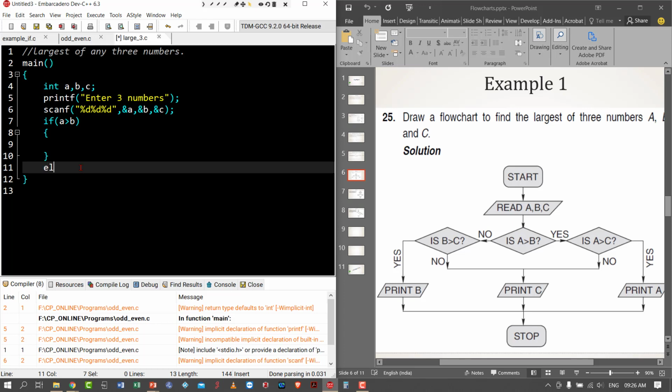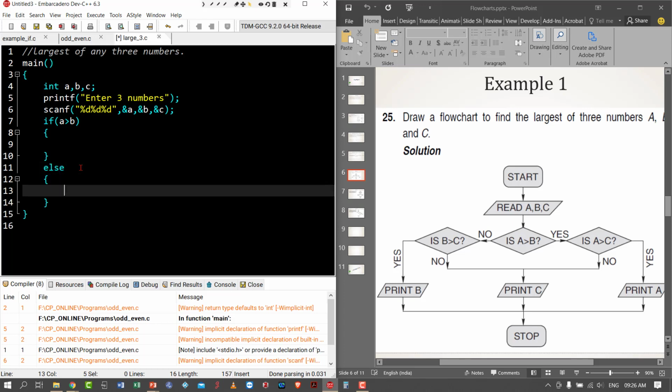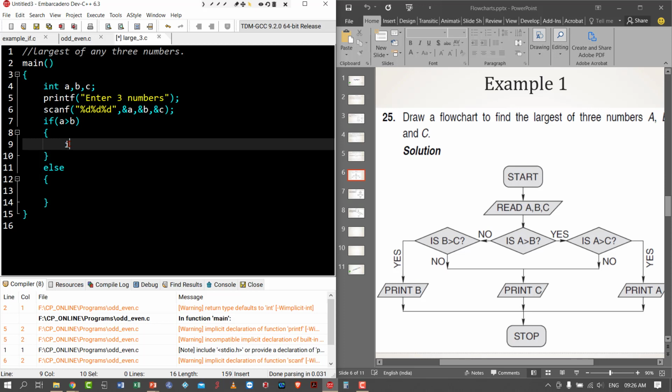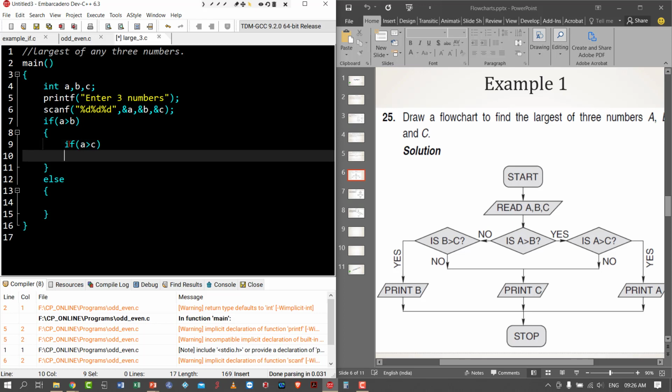So I will first type the structure of the program. So if and else. If A greater than B, again I am checking a condition: is A greater than C? So I have to write inside this, if A greater than C. It also contains two parts, no and yes.